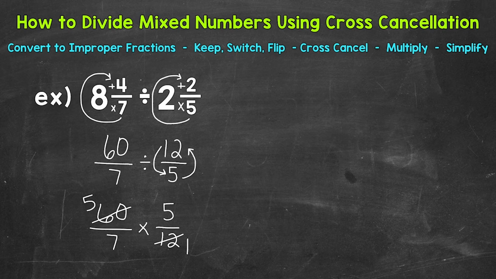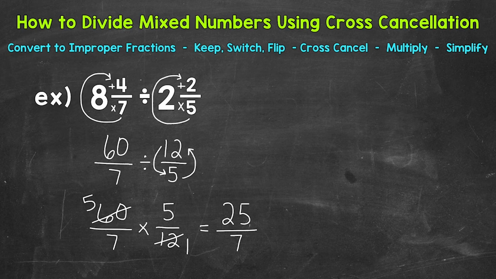Once we cross-cancel, we can multiply straight across. So we have 5 times 5, which is 25. And then we have 7 times 1, which is 7. So we get to 25/7. That's an improper fraction. Let's convert it to a mixed number.